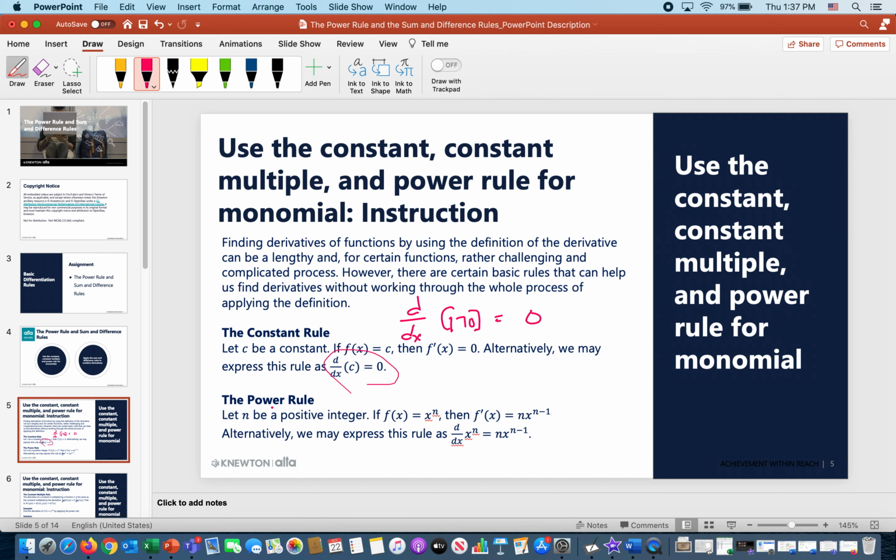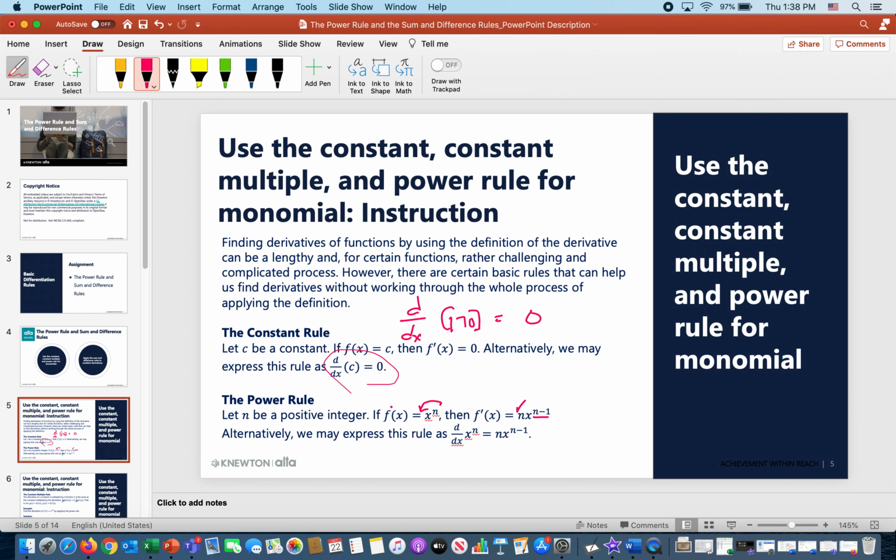The next one is the power rule. And the power rule is going to be one that we see over and over again. And really the hard part is going to be how do I apply the power rule when the exponent isn't exactly obvious. But for now, let's focus on one that's fairly simple. We have our function equal to x to the n power. If I want the derivative, it's as simple as bringing the exponent down front and subtracting that exponent by 1.